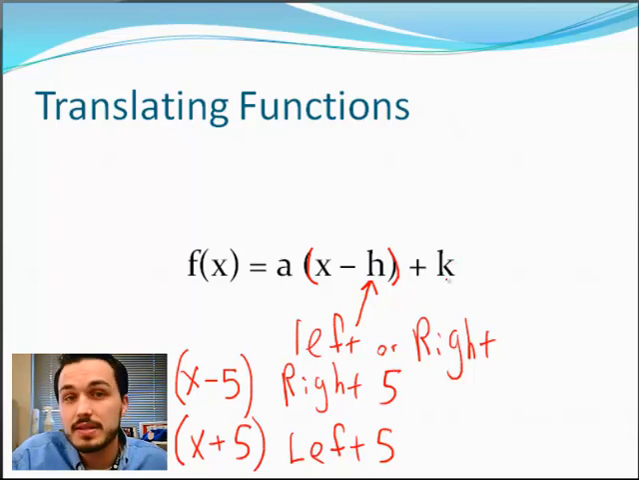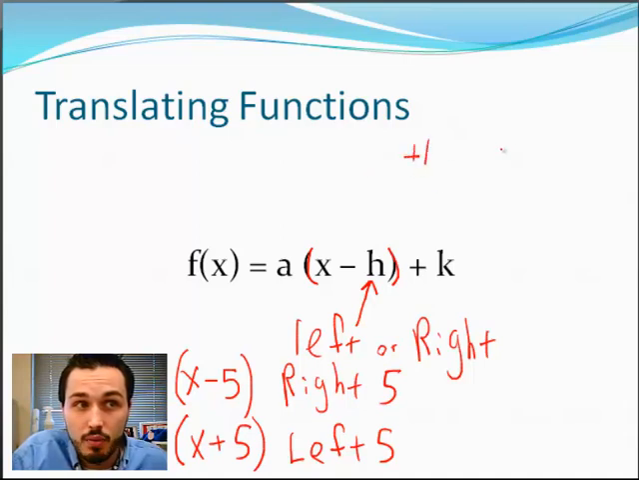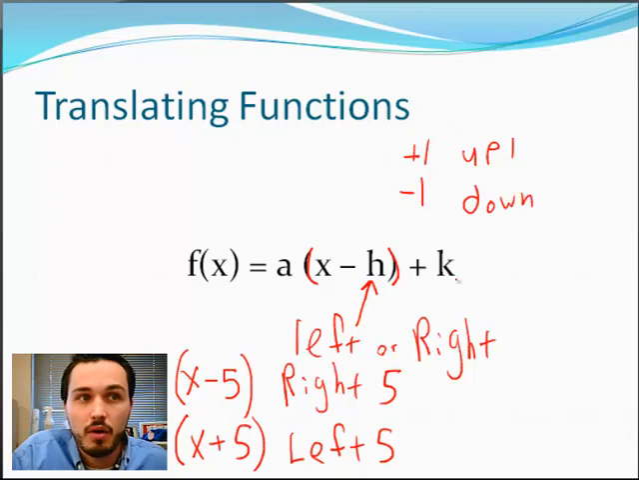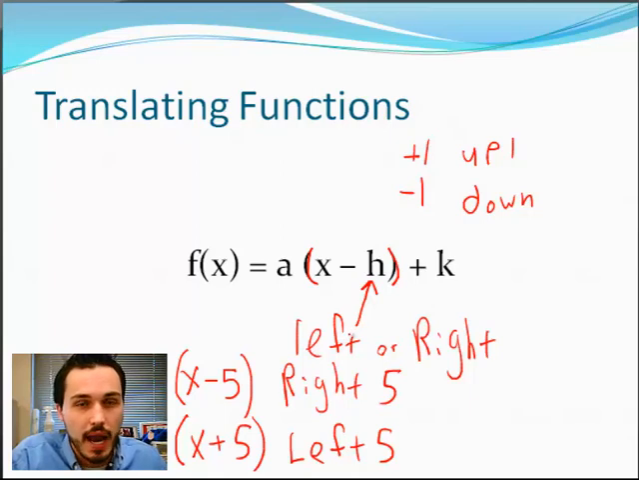Outside of the parentheses, it's a lot easier. This plus k deals with your up and down. And so, for example, if I had, for k, if it was plus 1, that's an easy up 1. If I had minus 1, that's an easy down 1. So the k works exactly like you would think it would. Up is plus, down is minus. It's the h that works backwards. So it's a little bit confusing. You might pause and reanalyze that a little bit, maybe rewatch that part.